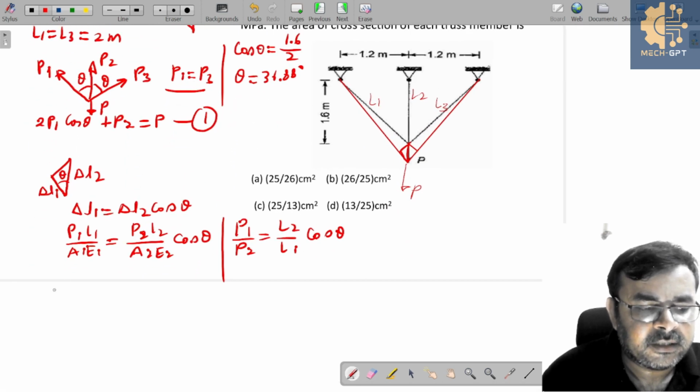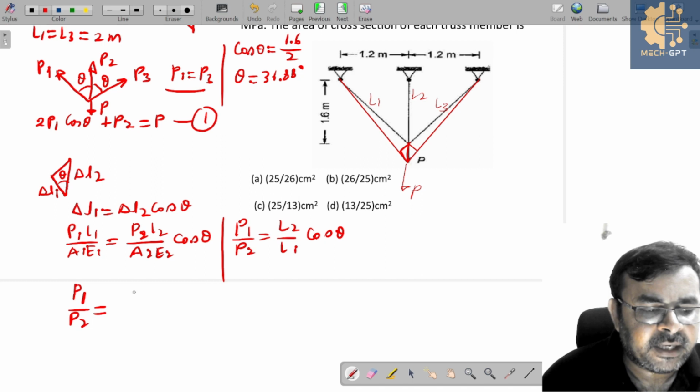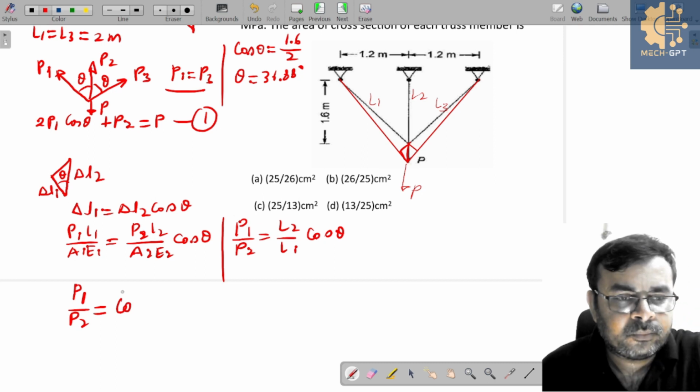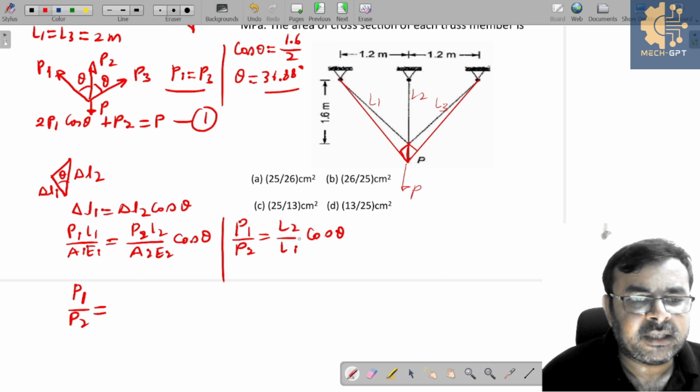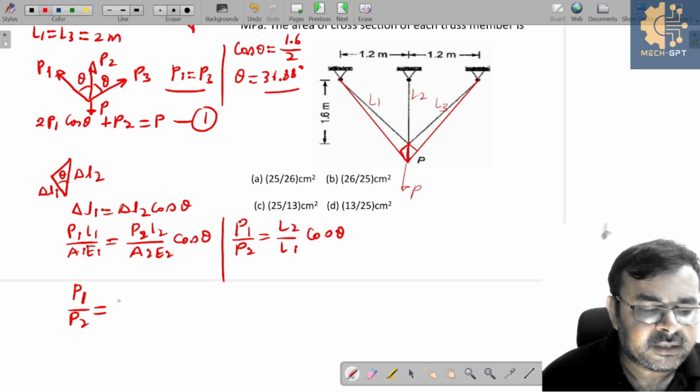Once you get this result, simply here we can get P1 by P2 is nothing but if we put the L2 by L1 value here and the cos theta value. I'm directly putting cos theta as 36.88, and L2 by L1 is given already. So after putting these values, simply here we can get 0.64, and let's say this is equation 2.